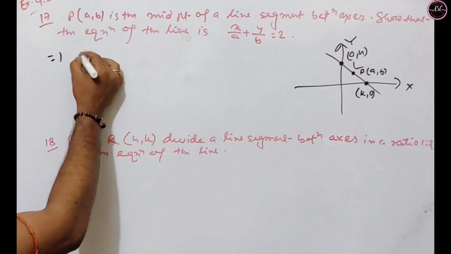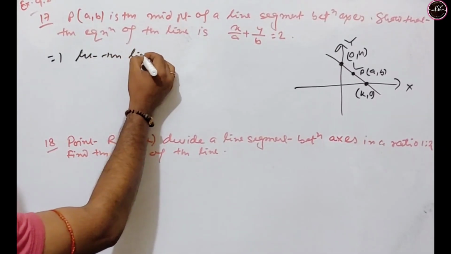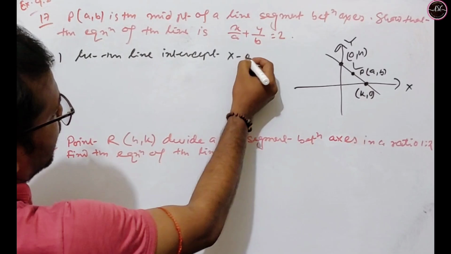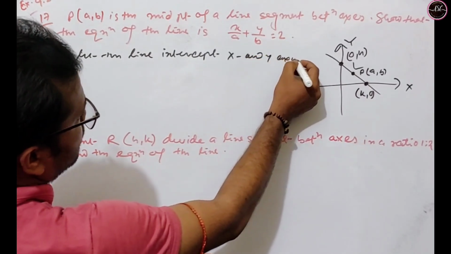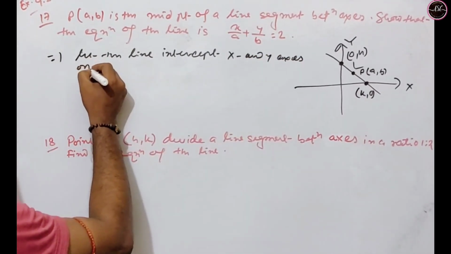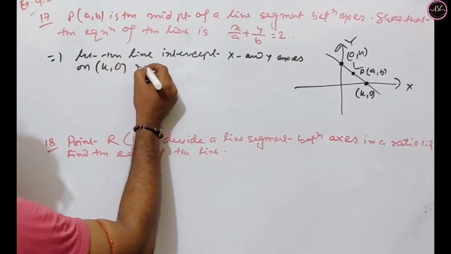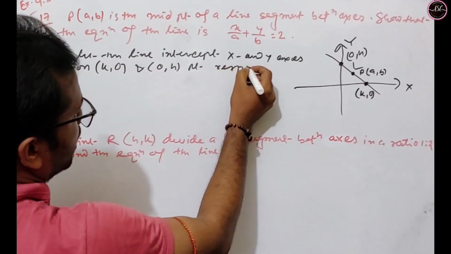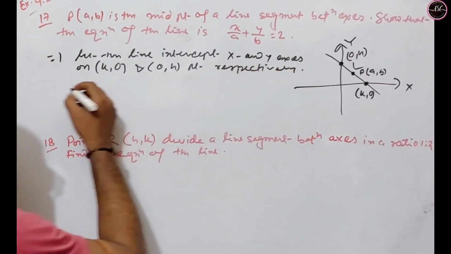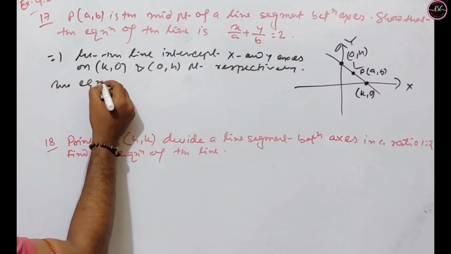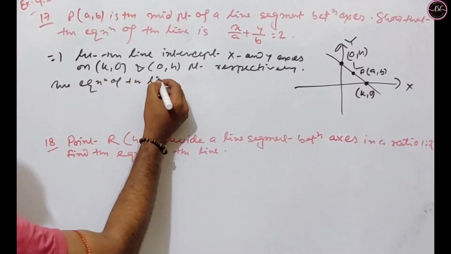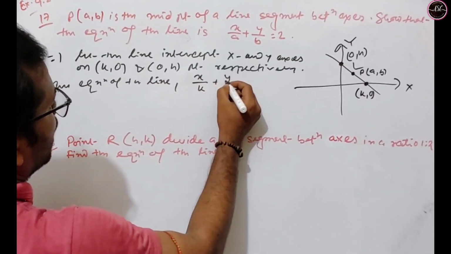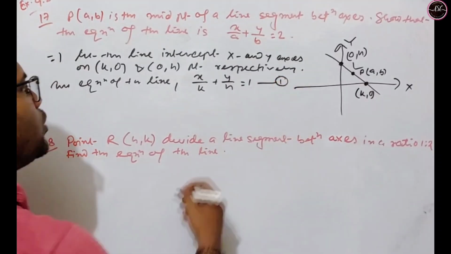So let the line intercept the x and y axis at k comma 0 and 0 comma h respectively. So the equation of the line will be x by k plus y by h equal to 1. This is equation number 1.